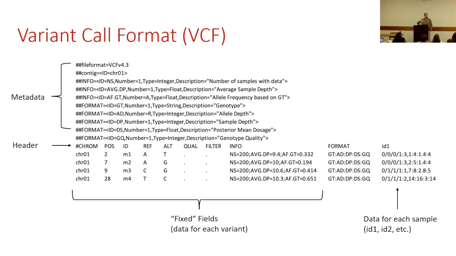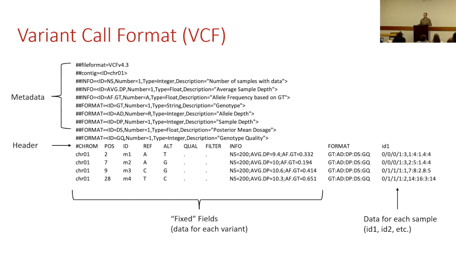The beginning of every VCF file has what's called the metadata section, and all those lines begin with two hashtags. Then you have a single line that has the header, which starts with a single hashtag, and it has a set of fixed fields that must be present in this order. There are the chromosome, the position on the chromosome, an identifier for that variant if there is one, the reference and the alternate alleles, a quality score for that variant, and then whether you've applied some filter.